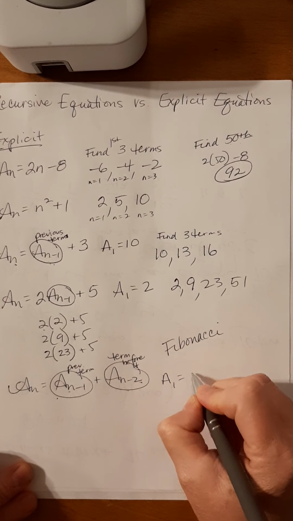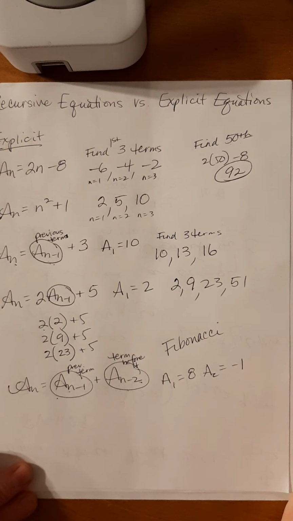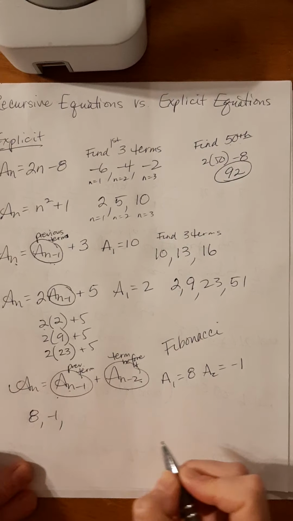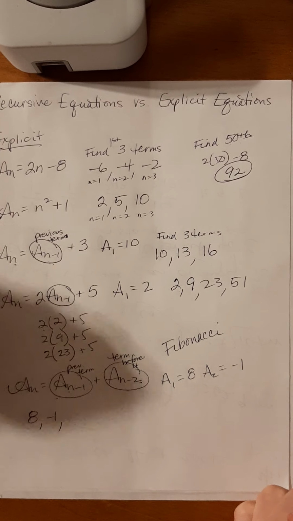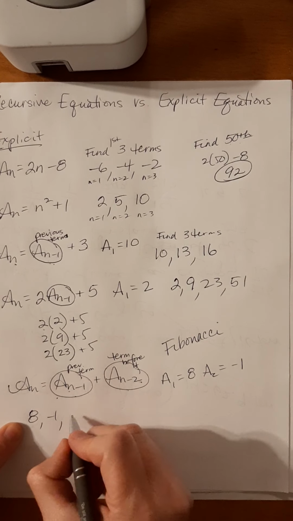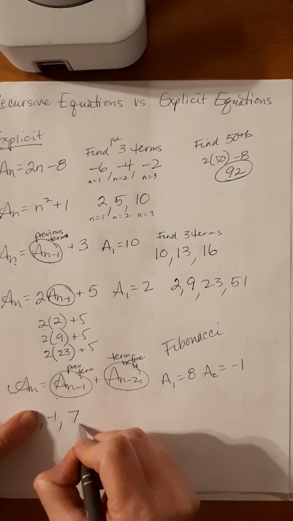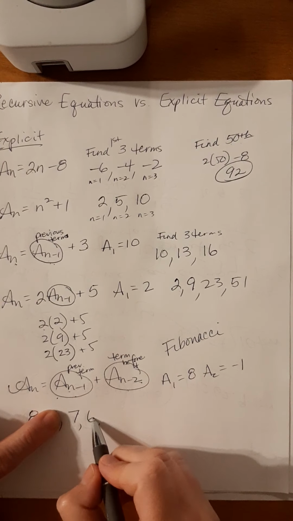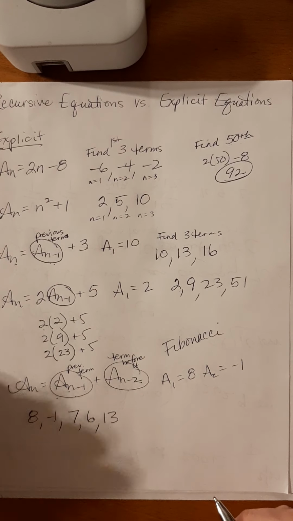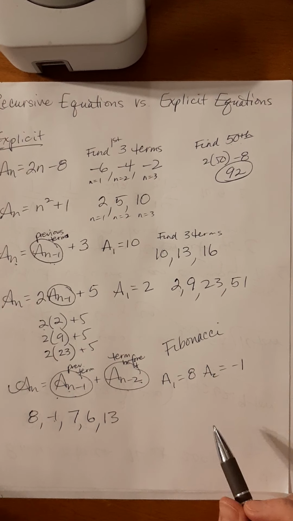So if it gave you the first term is 8, second term is -1, then you'd be like, okay, well, we got 8, -1, and if they said find the next three terms, well, the previous term and the term before it, add them up, 7. Previous term, term before it, 6. Previous term, term before it, 13. And of course, they can do different things to you, but the concept is basically the same.